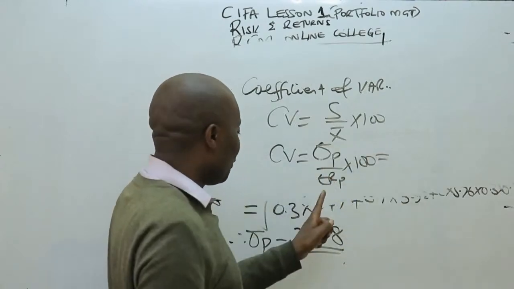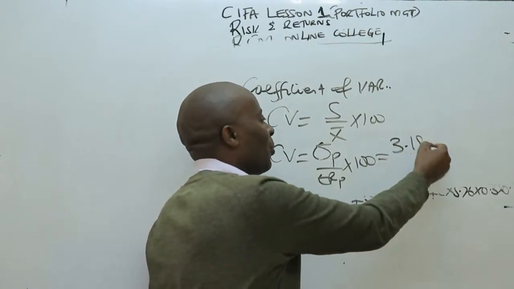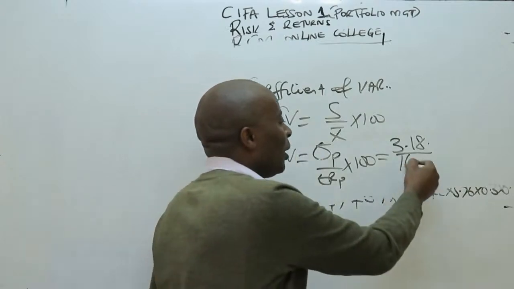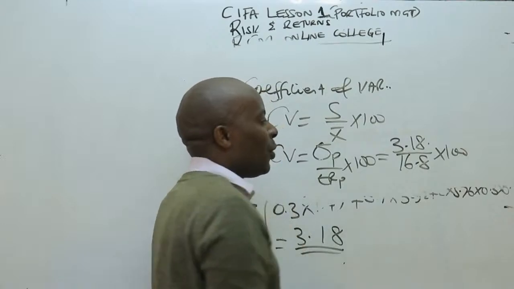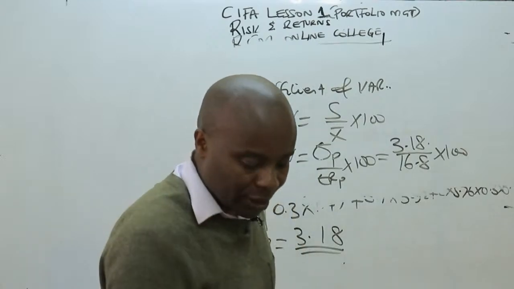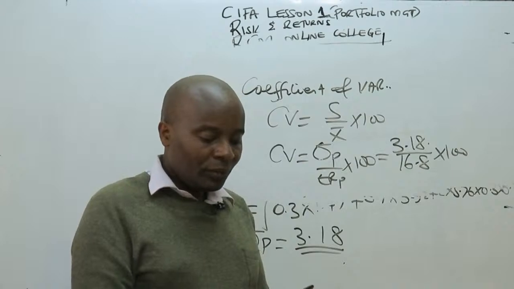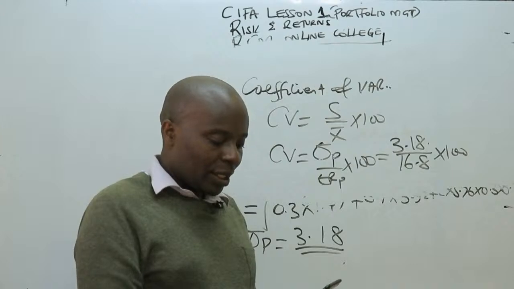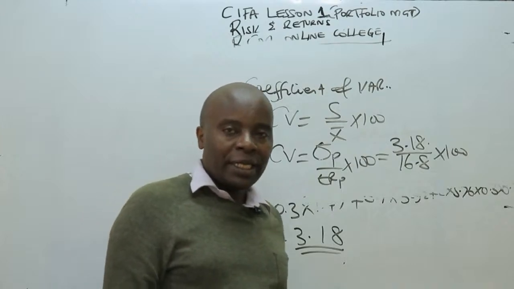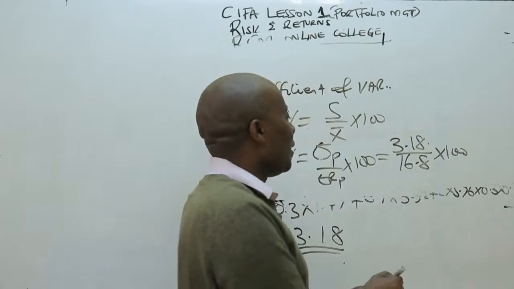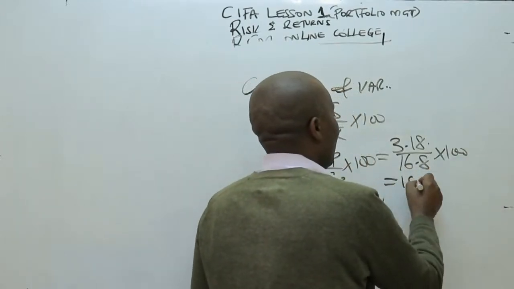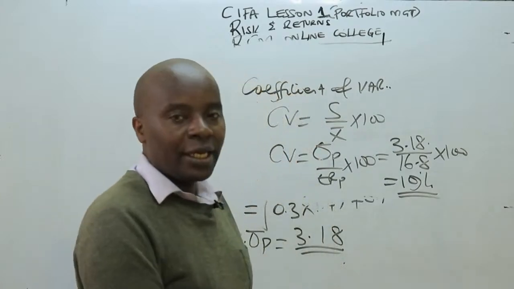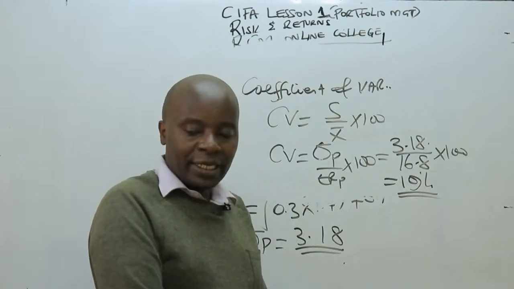So the standard deviation of the portfolio that we have here is 3.18, divided by the expected return of this portfolio, if you remember, which was 16.8, times 100. That gives us approximately 19%.